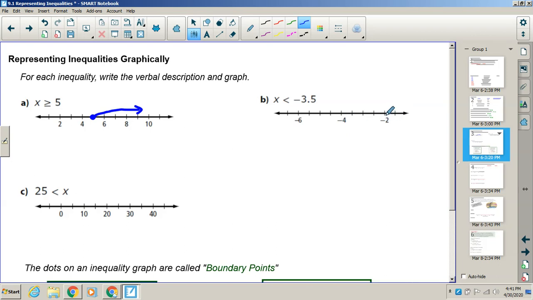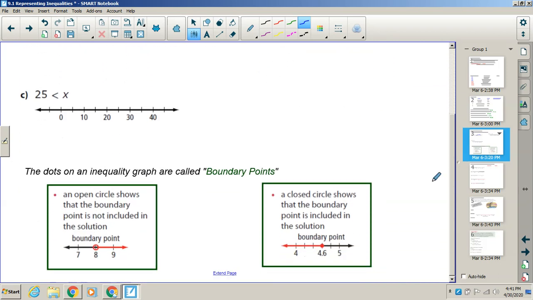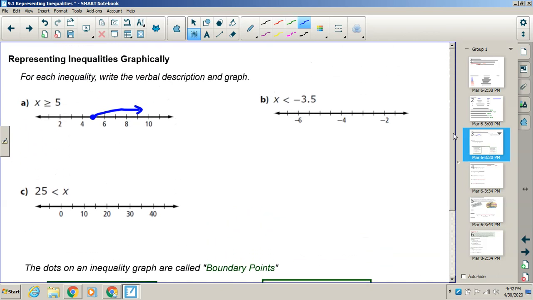It looks like these might be going up by 0.5s, because there'd be negative 2.5, negative 3, negative 3.5, negative 4, and so forth. So negative 3.5 is going to be right here. Now, in this one, whenever we have just a greater than or less than symbol, we have an open dot at that boundary point. And the reason we have an open dot is this negative 3.5 is our boundary point, but it's not part of it.